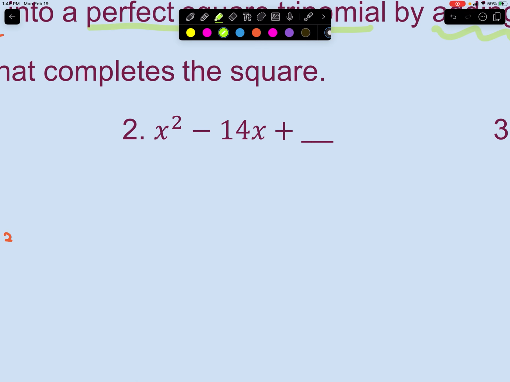Here, negative 14. Divide by 2. Negative 14 divided by 2 gives us negative 7. And then we square the negative 7 to get 49.